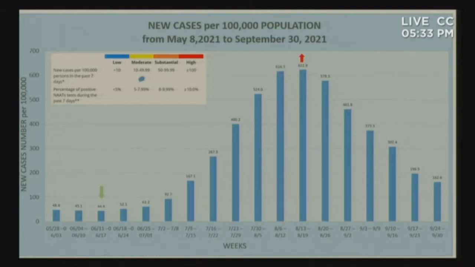It was 44.4. I don't think you can see that, can you? Unless you got super eyes. You can see it? Okay. So that was the lowest we reached.